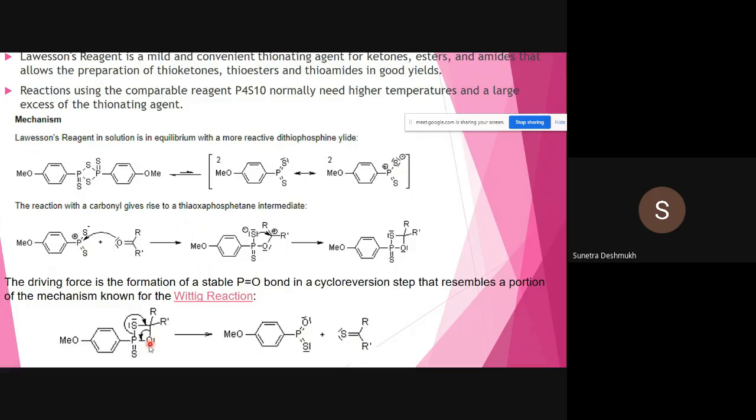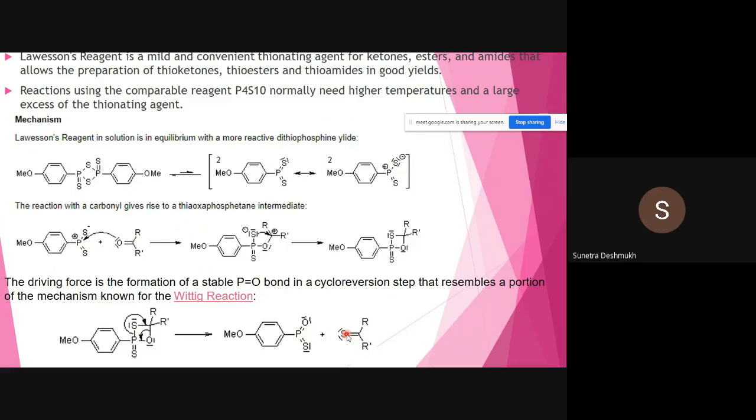Oxygen is getting attached to the phosphorus atom, P double bond O, and sulfur is getting attached to the carbon atom where we want to replace the oxygen atom. So in this way, the sulfur atom is getting inserted at the place of the oxygen atom. In this way we can use the thionating agent.